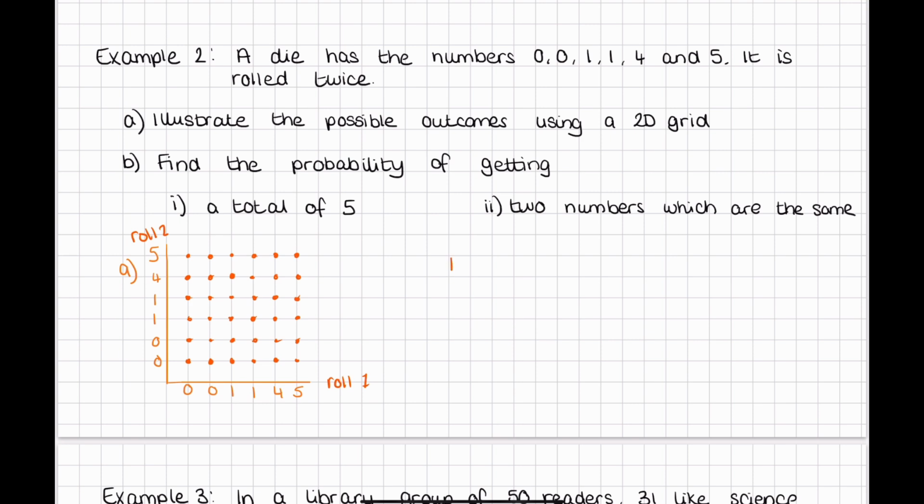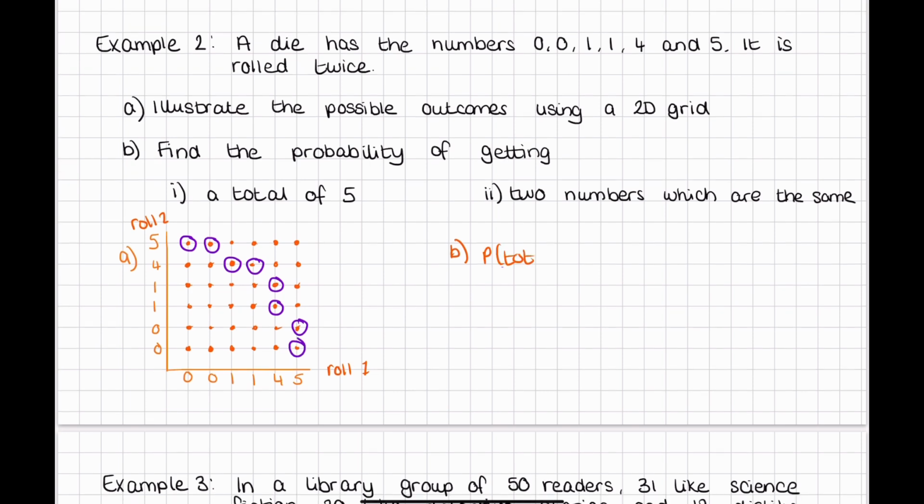Then part B, find the probability of getting a total of 5. So the options for getting a total of 5 would be 0 and a 5, 1 and 4, 4 and 1s, and then 5 and 0s. So there are all the options of getting a total of 5. So the probability of a total of 5 would be, how many we got there? 1, 2, 3, 4, 5, 6, 7, 8. 8 out of how many? It's a 6 by 6 grid, which means it's 8 out of 36, which can simplify down to 2 over 9.